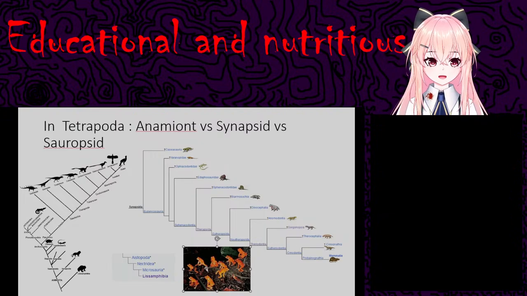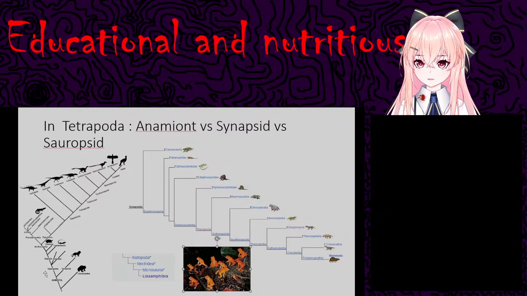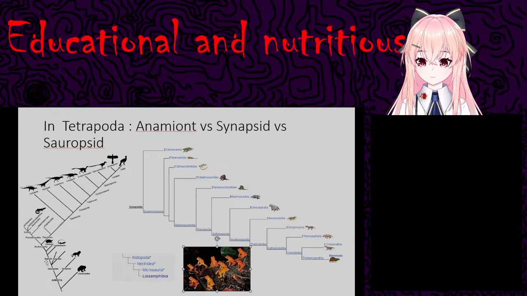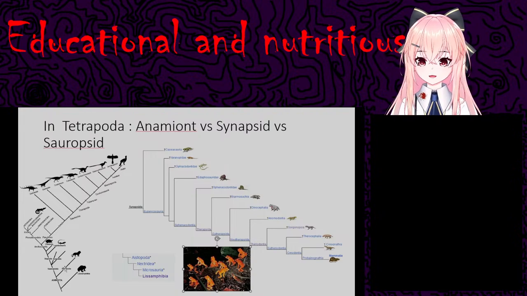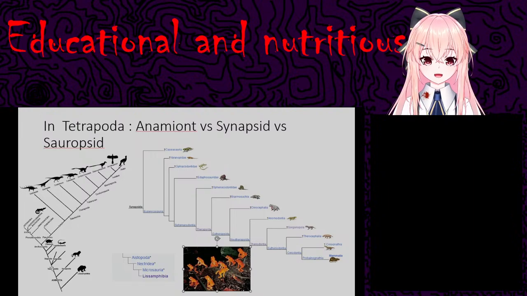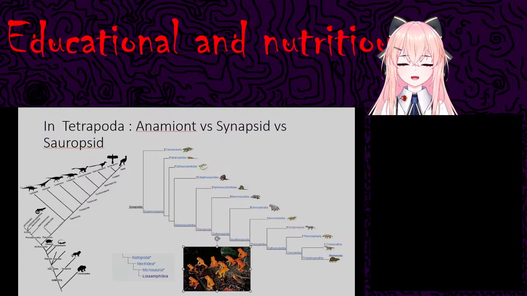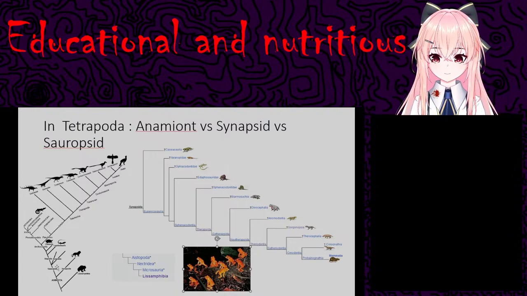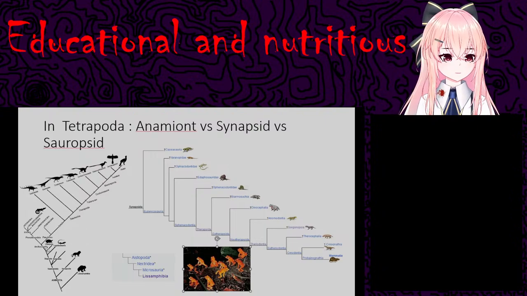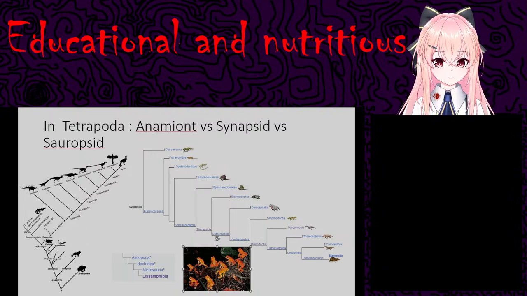Then we have sauropsids, right there, which contain pretty much all the lizards. All of the lizards, right there. And something that isn't shown is that sauropsids and synapsids are contemporary. They are completely contemporary, and here you have lizards with Lepidosauria. You have turtles there. Here they are. They are contemporary.